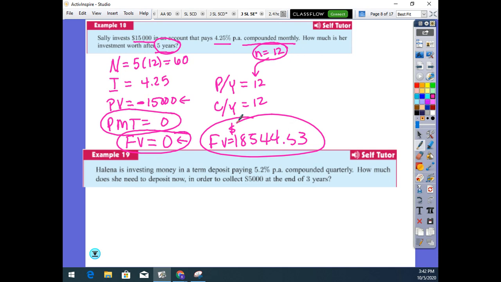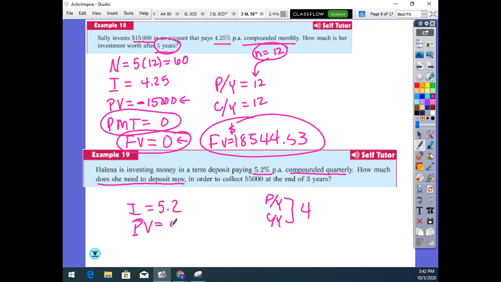So all the rest of these problems are just entering values in for all these spots and finding an answer. Okay, example 19. Here's our interest rate, 5.2%, compounded quarterly. That's our payments per year. And the CY year, that's always the same at 4. How much does she need to deposit now? That's going to be our future, or we're looking for present value, how much she deposits now.